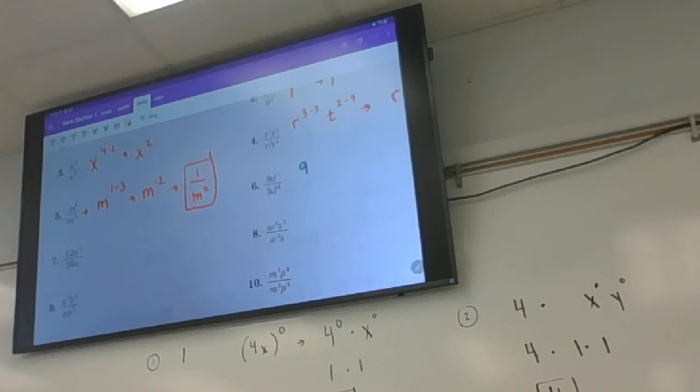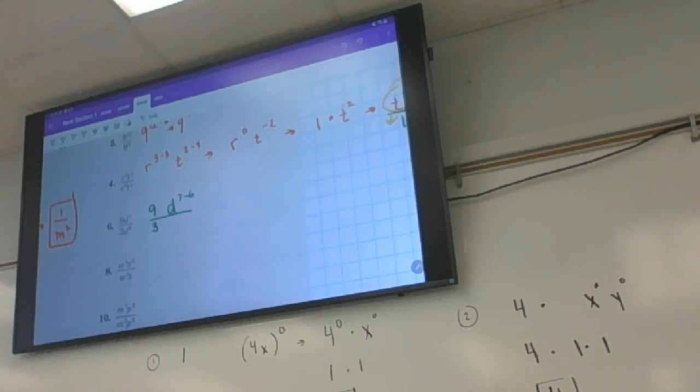So I got 9 over 3, and d, 7 minus 6. 9 divided by 3 is 3. 7 minus 6 is 1. It's going to be 3d. 3 dimensions. Put on your glasses. This math is in 3D, folks.